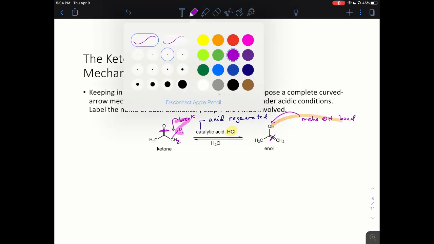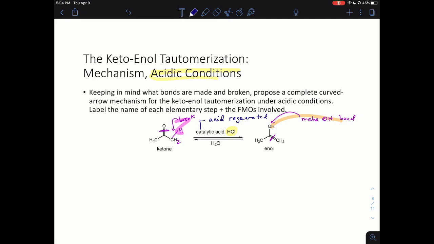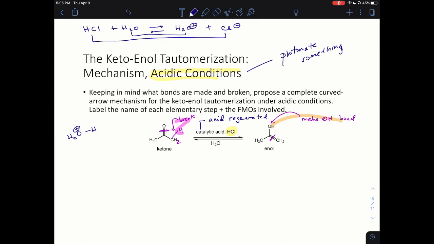Well, we're in acid. And when you're in acid, you're going to protonate something. At least when you're in strong acid, that's what we're going to do. We're going to protonate something. So if we have HCl in water, immediately a Bronsted-Lowry acid-base reaction will occur where hydrochloric acid will donate its proton to water to generate hydronium.